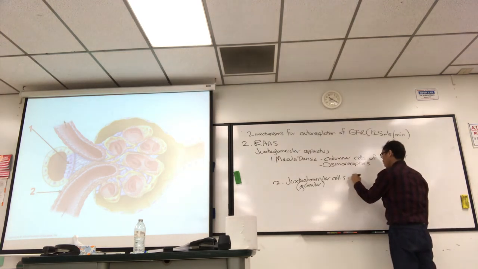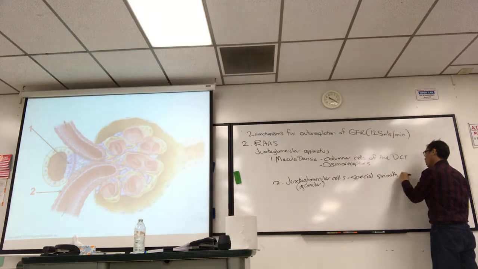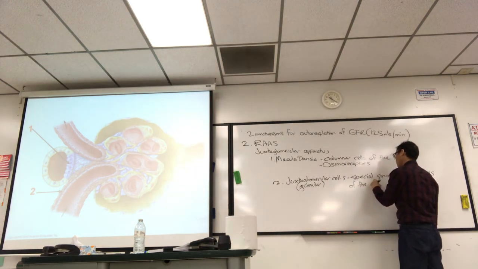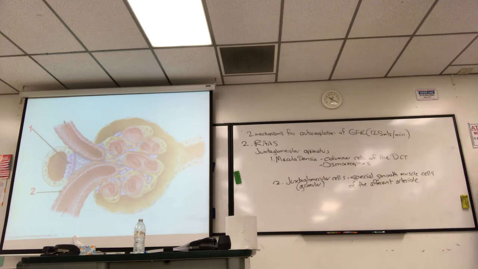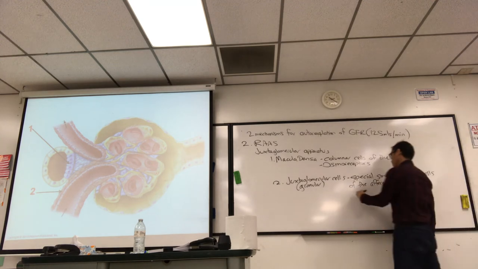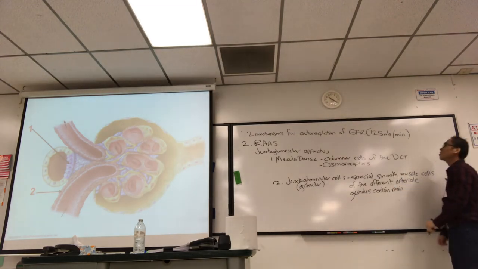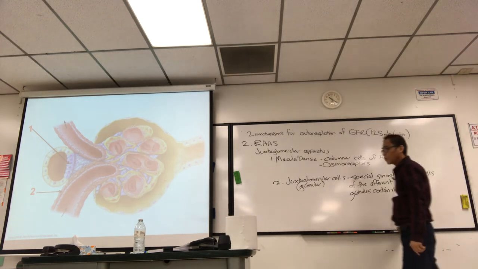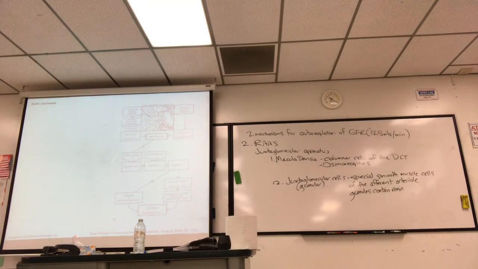Now, let's remember what these cells are. They're special smooth muscle cells of the afferent arteriole. Why are they special? Because they have granules that contain renin. So now we know that these cells contain the renin. The question becomes, how are they released? Well, it depends on what's going on with the blood pressure. I think you may remember by now that renin, the RAS mechanism, controls blood pressure.